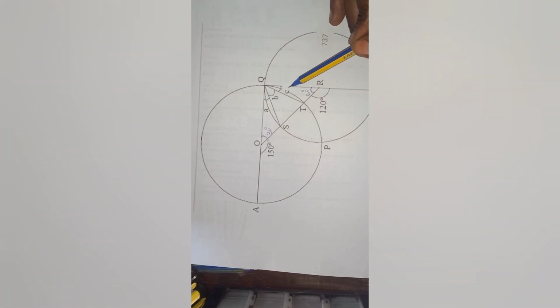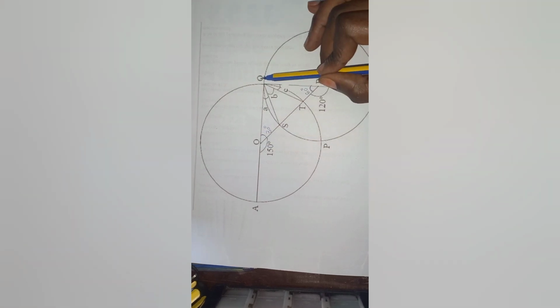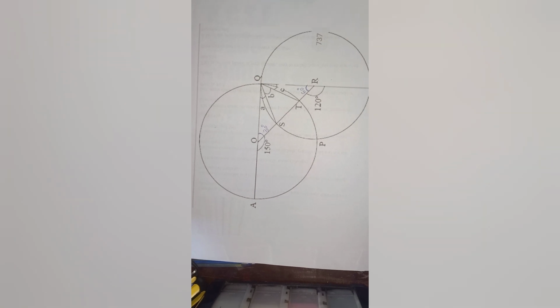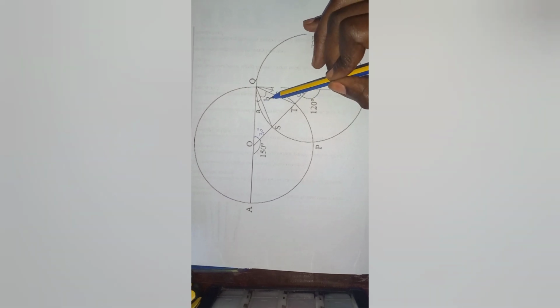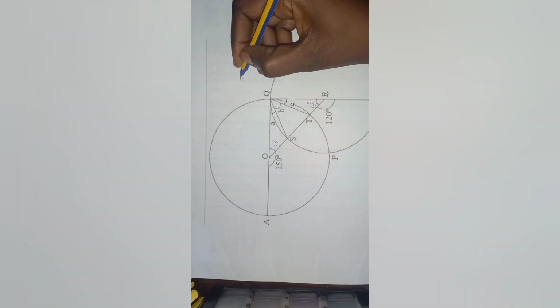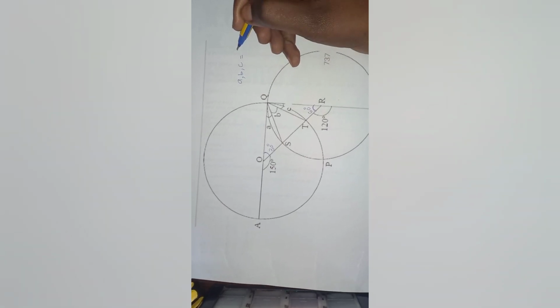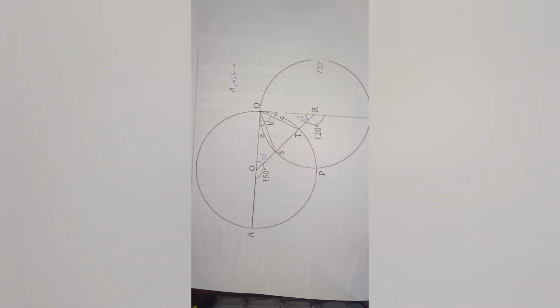So if we have this to be 30 degrees and here to be 60 degrees, that means angles A, B, and C we can get, because ROQ is a triangle, and interior angles of a triangle add up to 180 degrees. So angle ABC will be equal to 180 minus 90.